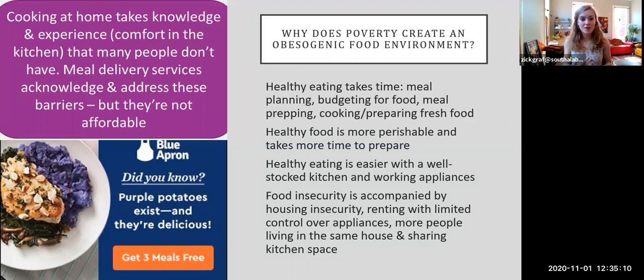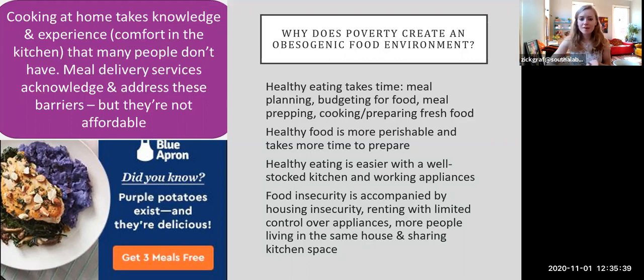Cooking at home takes a lot of knowledge and experience, and a lot of people don't feel very comfortable in the kitchen, don't feel confident that they can take raw ingredients and turn it into a meal that they'll actually enjoy eating. So like meal delivery services, if you listen to podcasts, you probably have heard hundreds of ads for HelloFresh and Blue Apron, many of which emphasize that meal delivery services are a way of building comfort in the kitchen, learning about nutrition, learning how to cook. These are not affordable or accessible for most people, however.